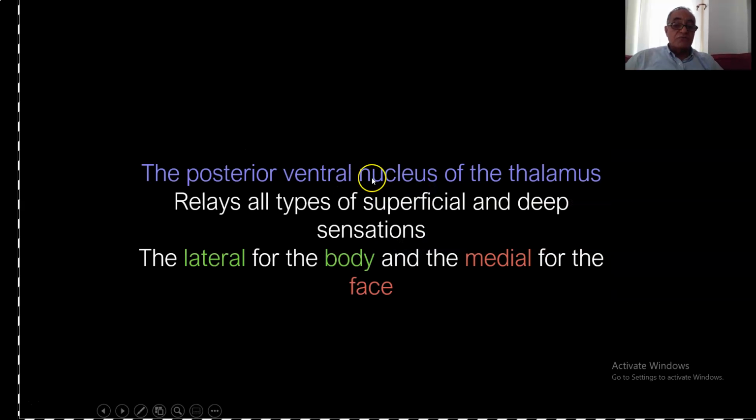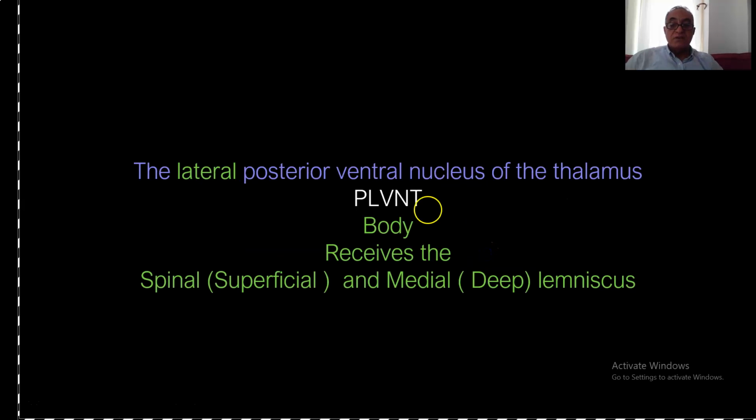The posterior ventral nucleus of the thalamus relays all types of superficial and deep sensations, the lateral from the body and the medial from the face. So this is the second piece of information you have to know about the posterior ventral nucleus of the thalamus. It is divided into two parts: the posterolateral ventral nucleus of the thalamus, receiving all types of sensations from the body, and the posteromedial ventral nucleus of the thalamus, receiving sensations from the face.